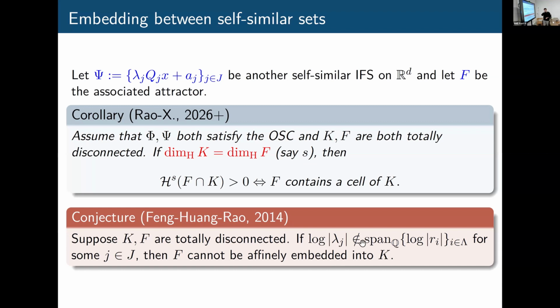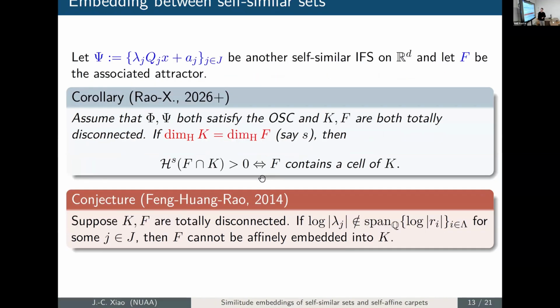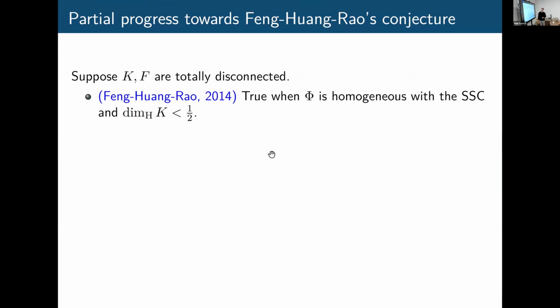So this represents some algebraic intrinsic properties between the self-similar sets if one can embed one into another one. Not only using similitudes, but even non-degenerate affine maps. And this turns out to be a very, very difficult problem. Here, let me show you some partial progress towards this problem.